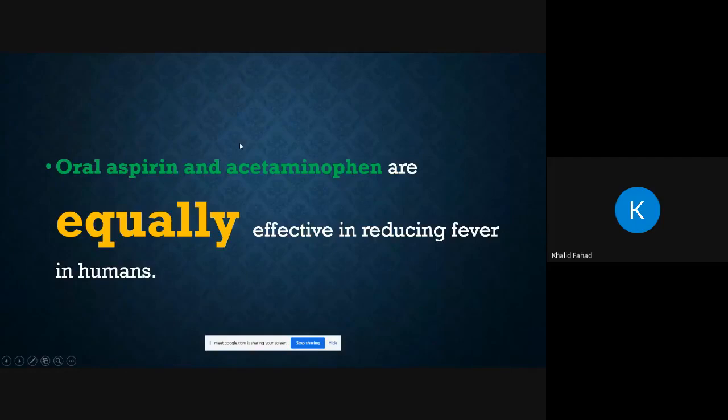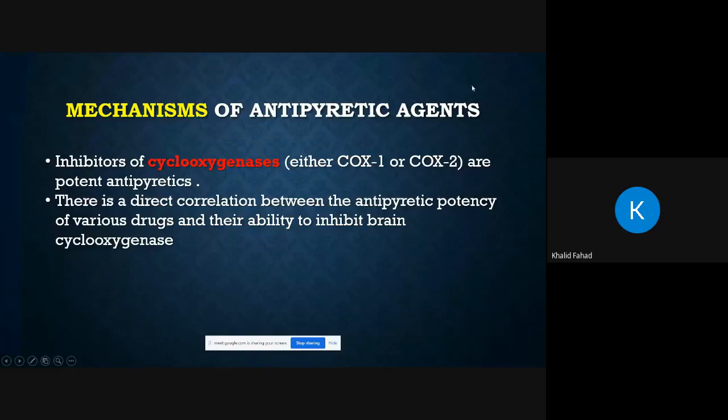The famous ones are oral aspirin and oral acetaminophen, and they are equally effective in reducing fever in humans, whether aspirin or acetaminophen. What are the mechanisms of antipyretic agents? They usually block the synthesis of cyclooxygenases, whether COX-1 or COX-2, which are potent mediators of fever.